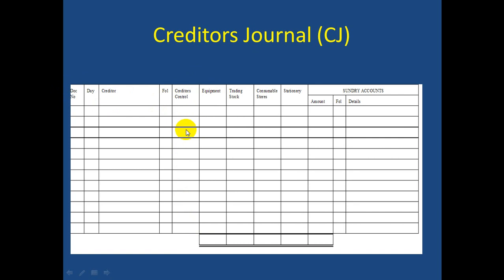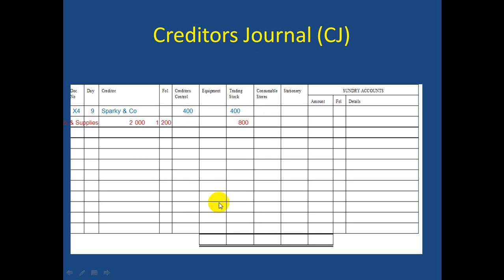Obviously, if we buy something on credit, we're either buying equipment, trading stock, consumable stores, which is an expense, gentlemen, and stationery, which is also an expense, or any other random things that could go into sundry accounts. So let's have a look at the first transaction. Okay, so document number is X4. That's what was given to us by Sparky & Co. on day number 9. We bought something for 400 Rand, and this thing happens to be trading stock.